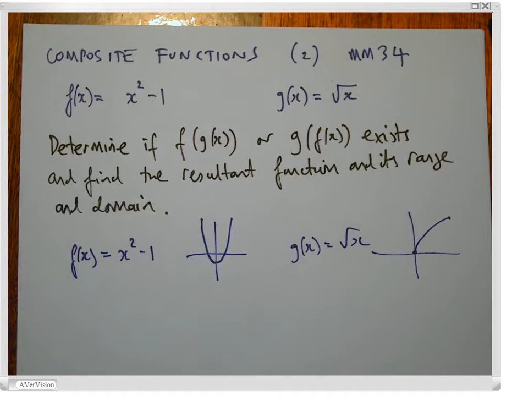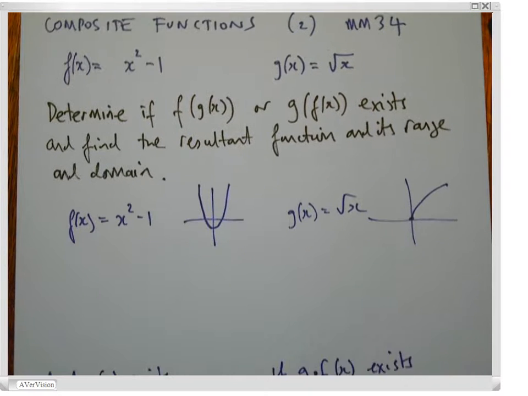This is for Year 12 Methods, and it's the composite functions number 2 in the series. If f of x equals x squared minus 1 and g of x equals the square root of x, determine if f of g of x exists or g of f of x exists, and find the resultant function and its range and domain. So, to test to see if the functions exist, we need to find the domain and range of each of f and g.